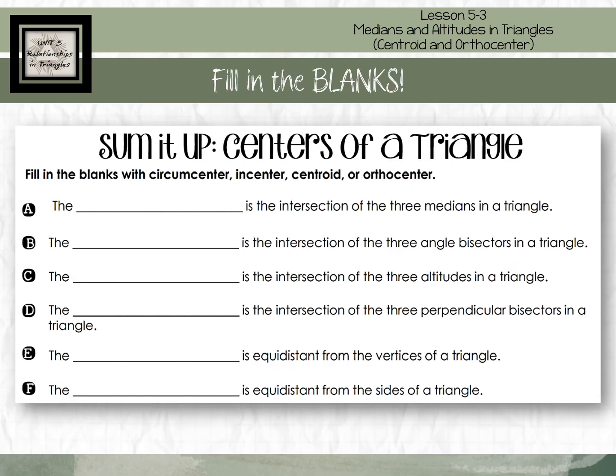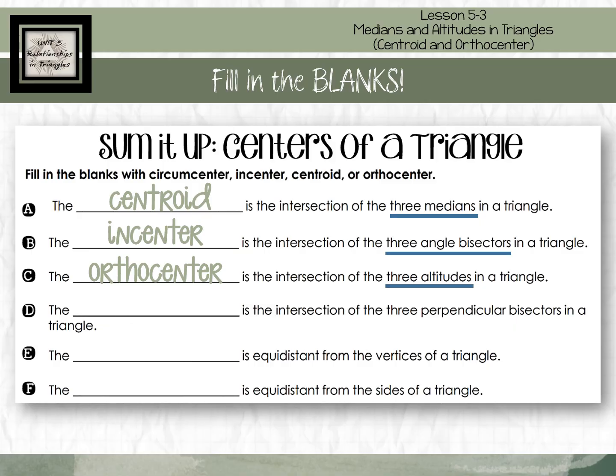Summing it up, review of the centers of a triangle. Something is the intersection of the 3 medians. The medians would be the centroid. Another one is the intersection of the 3 angle bisectors. The angle bisectors all meet at the incenter. Intersection of the 3 altitudes is going to be orthocenter. That's what we just went over.